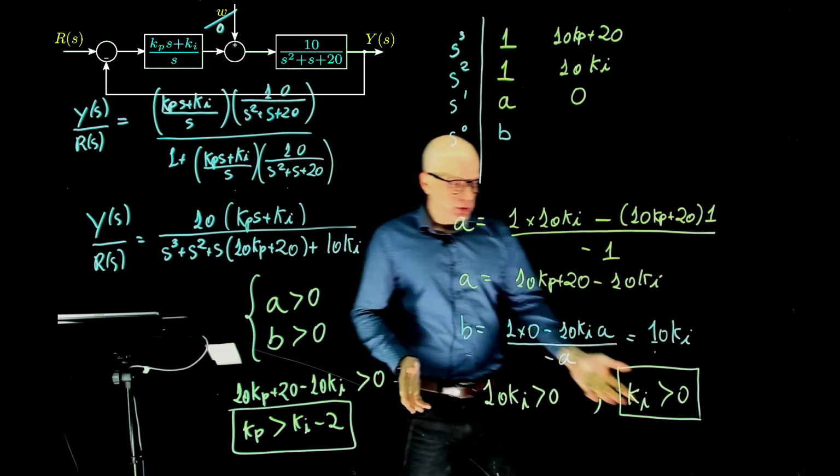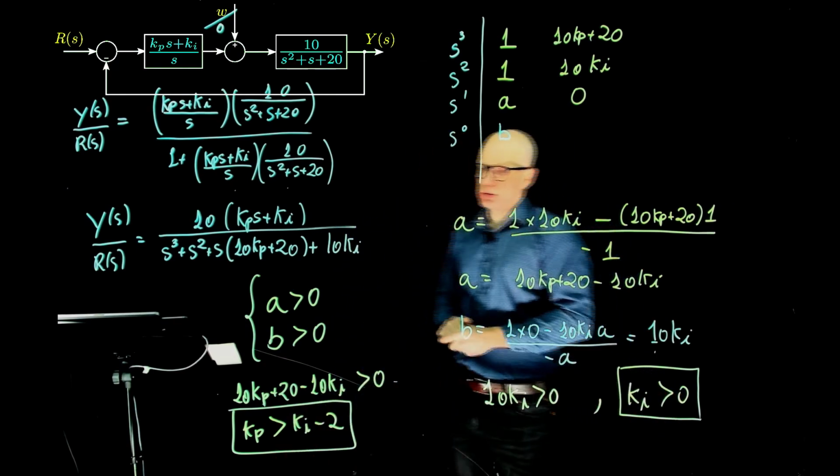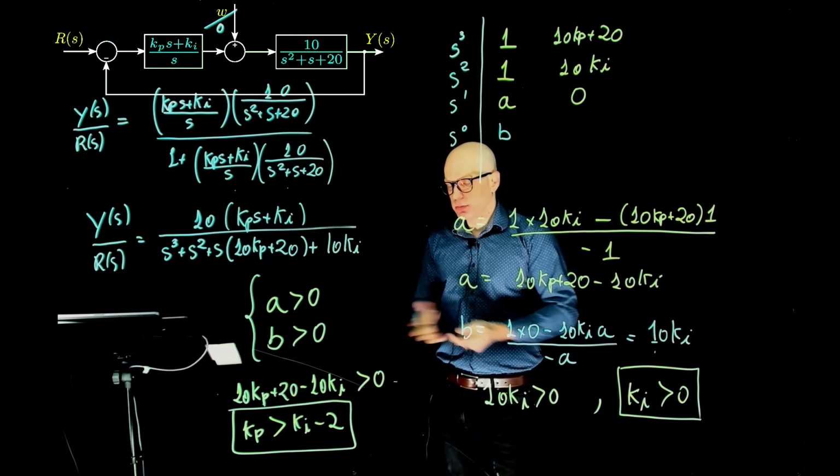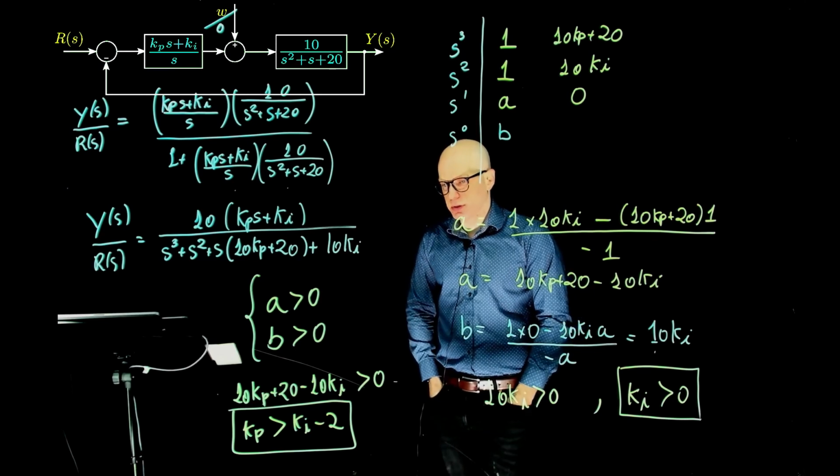So these are the two conditions. Ki must be greater than 0, kp must be greater than ki minus 2. And if this condition is respected, then the system is closed loop stable.